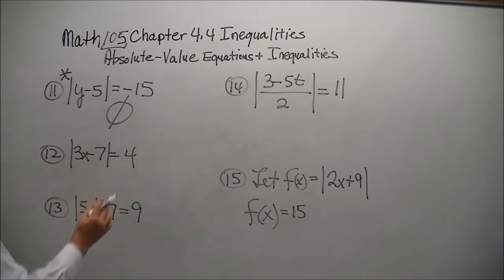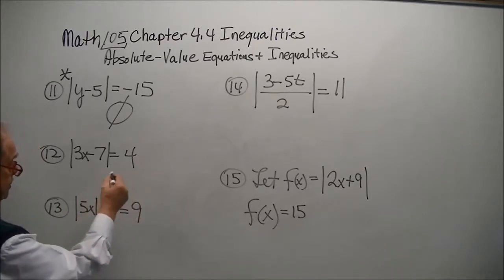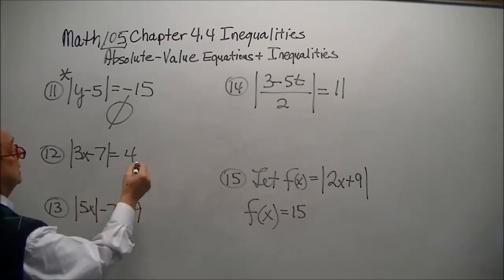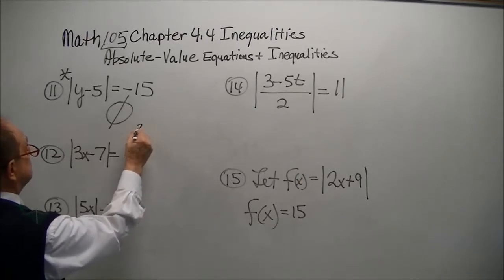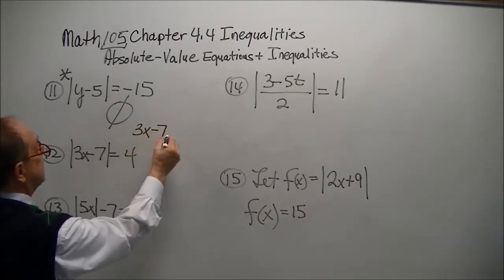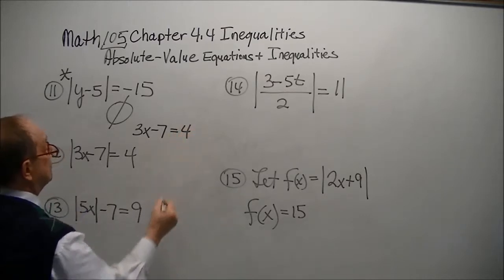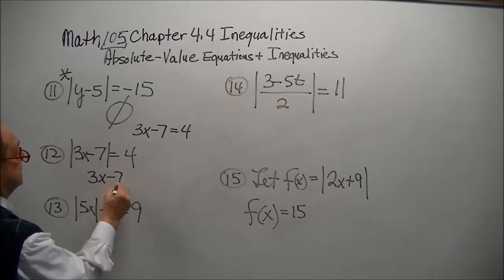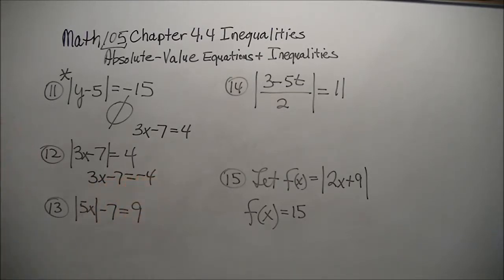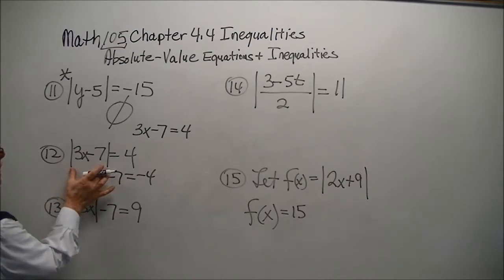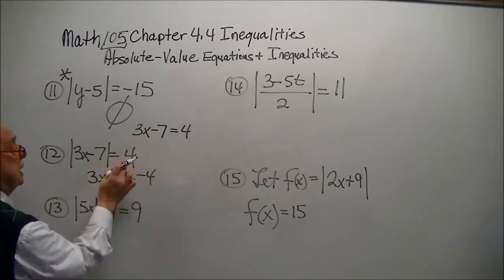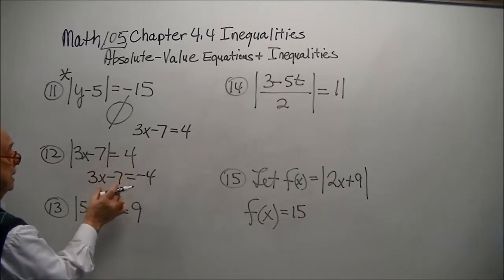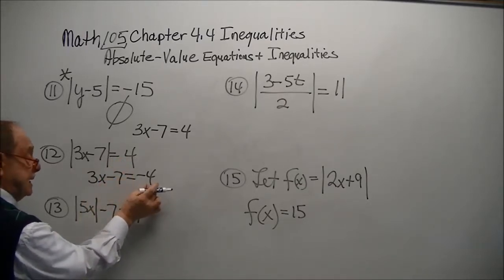Now, for number 12, again, we're going to set these up, and what I'm going to do, because I'll run out of room, is put it here a little bit. So it's 3x minus 7 equals 4, or 3x minus 7 equals a negative 4. So again, we're using that technique of just taking away the absolute signs and writing it in its positive form, and then writing it as a negative.